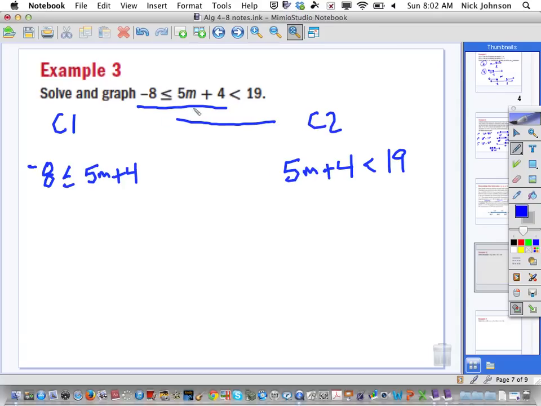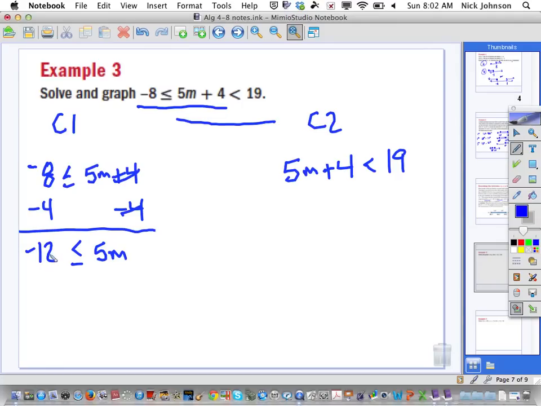So it's very important you pay attention to how to set this up. You need to pause it and take a look at it. This is the first problem. This is the second problem. Case 1, case 2. Then you solve for m, which we all have done before. So I get to subtract 4. Leaves me with 5m is greater than or equal to negative 8 minus 4, which is negative 12.